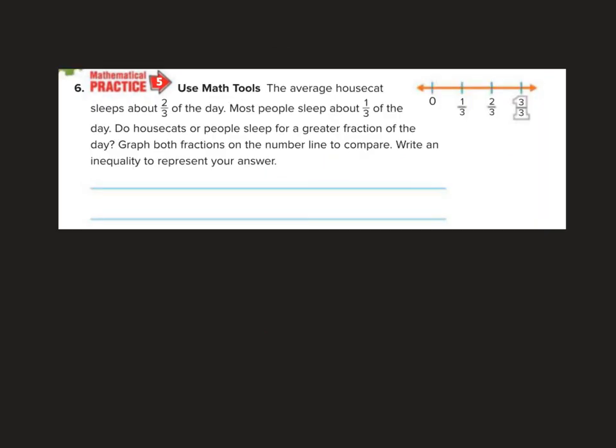The average house cat sleeps about 2/3 of the day. Most people sleep about 1/3 of the day. Do house cats or people sleep for a greater fraction of the day? So here I'm comparing 2/3 versus 1/3. It tells us to graph both fractions on the number line to compare. Write an inequality to represent your answer. So I'm looking at 2/3 versus 1/3. Common denominators, so I know that the 2 is bigger.